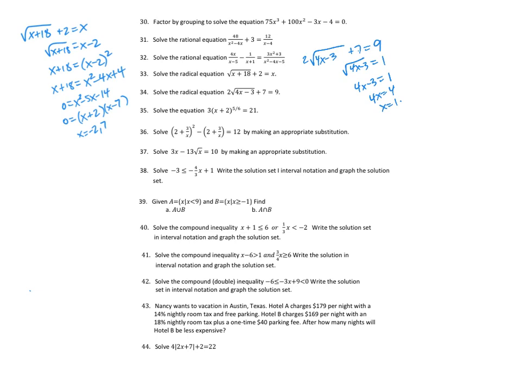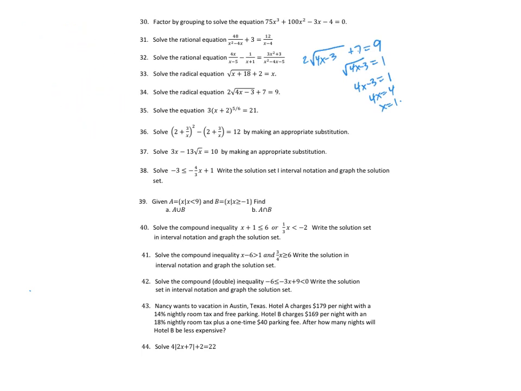Okay, so the next one, I'm going to solve the equation 3 times x plus 2 to the 5/6 is equal to 21. And so what I want to do there is first start by dividing by 3. So if I do 21 divided by 3, that's 7.